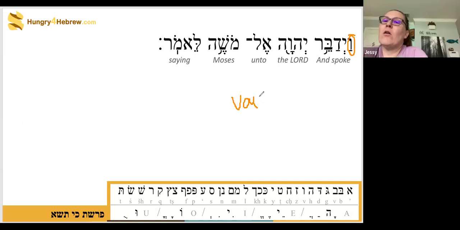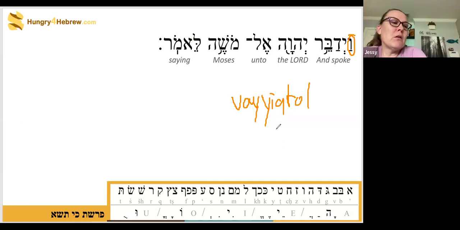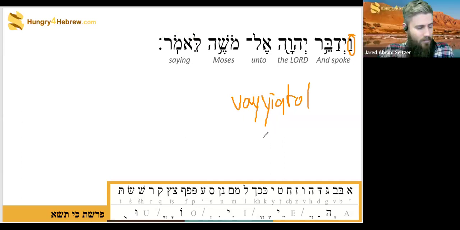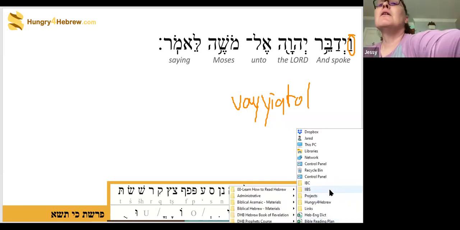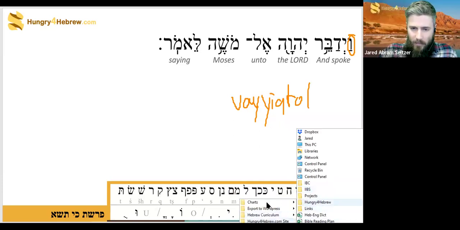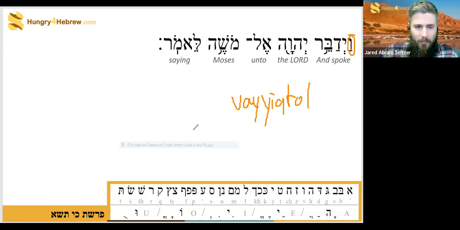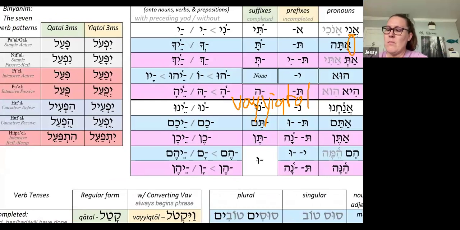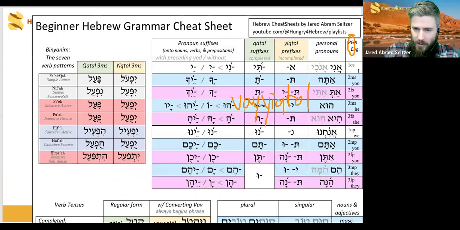What is a vayiktol? It's the Hebrew complete narrative, maybe? Narrative, there's the ticket. Let me see. I've got this cheat sheet that most of you probably already have, but let me just put it onto the screen here a second.